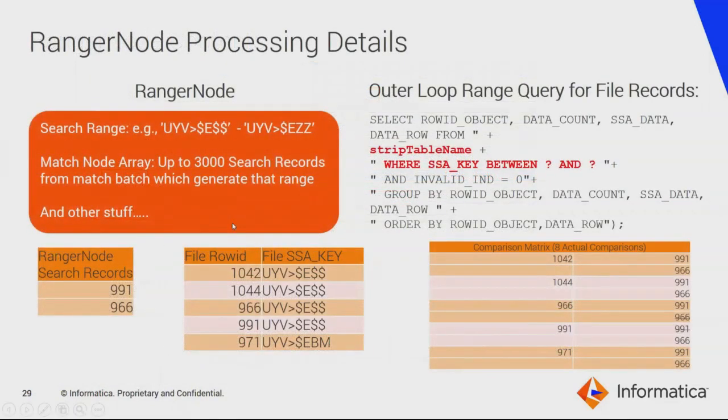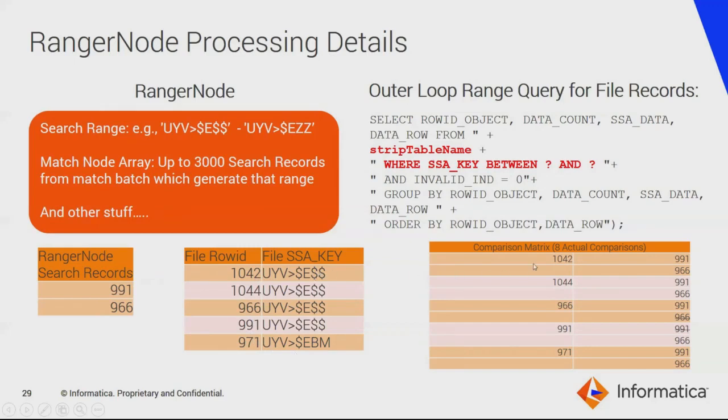When we are processing a Ranger node, under the covers we open a connection to the database to bring back our file candidates from the range. As we bring back file candidates from the range, we compare them one by one against all of the records in our match node array. So we've got 2 records in this Ranger node, for example, and this range brings back these 5 candidates.